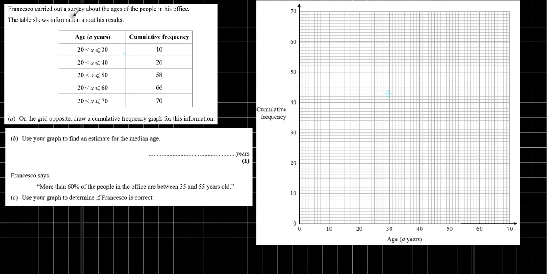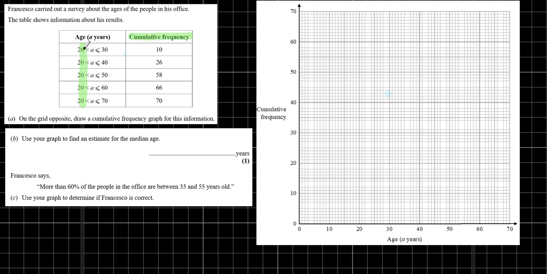Francesco carried out a survey about the ages of people in his office. The table shows information about his results. On the grid opposite, draw a cumulative frequency graph for this information. Now this is a tricky one because it's already giving you the cumulative frequency, and the starting point is 20 for all sections of the table.